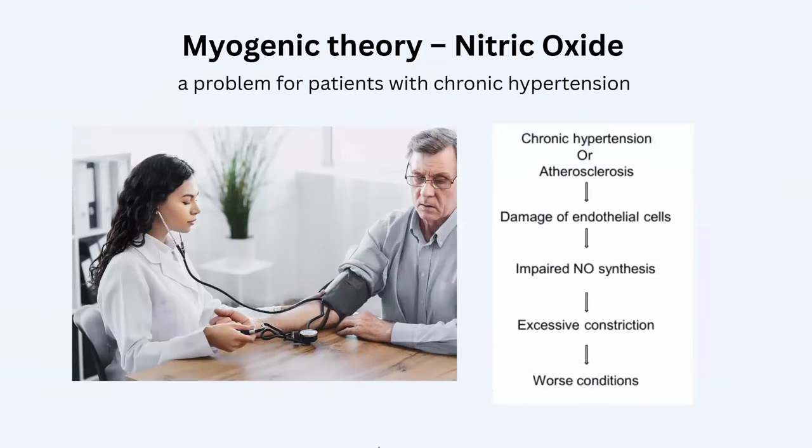Now, in patients with chronic hypertension, what happens is that if you have a blood vessel and you have a lot of hypertension for a long time, blood is flowing, it's going to damage the endothelial cells. When endothelial cells are damaged, they can't make nitric oxide, and that's going to cause excessive constriction, and that's going to worsen everything. Okay?